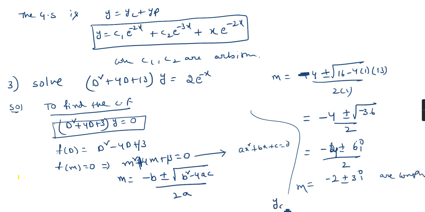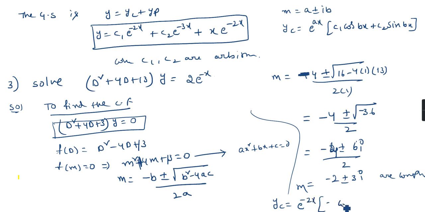Complex roots. Now how to write yc? yc equals e power ax into c1 cos bx plus c2 sin bx. I told you, if m equals a plus or minus ib, then yc equals e power ax into c1 cos bx plus c2 sin bx. So here the a value is minus 2, so e power minus 2x into c1 cos 3x plus c2 sin 3x.